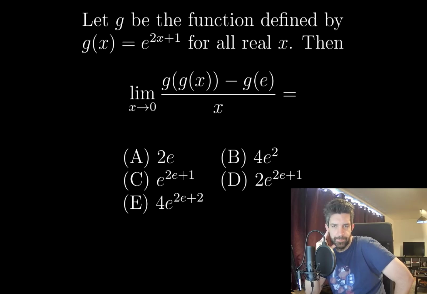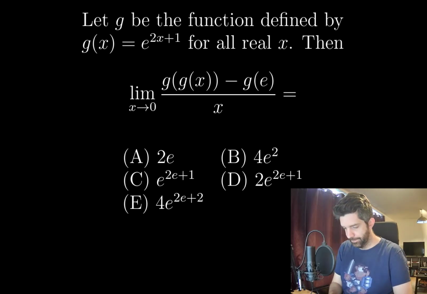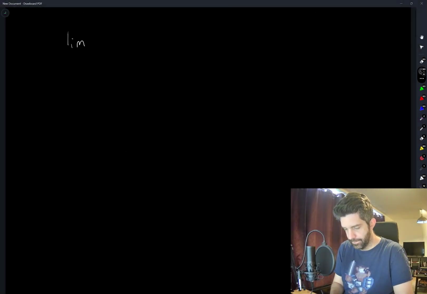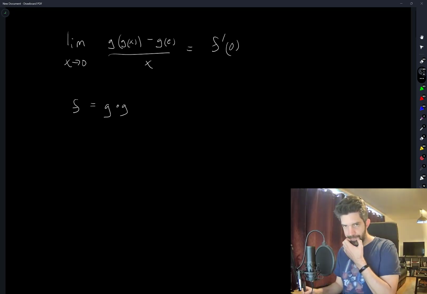But is it a derivative of g composed with itself as x approaches 0? I think that is what we get. So this looks a lot like f prime at 0, where f is equal to g composed with itself.